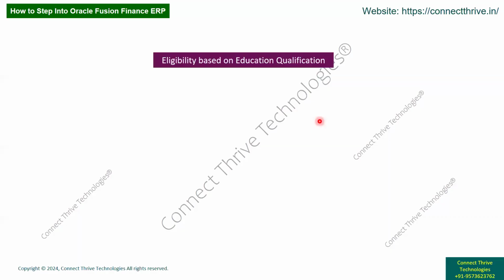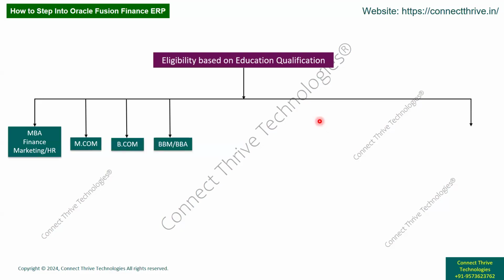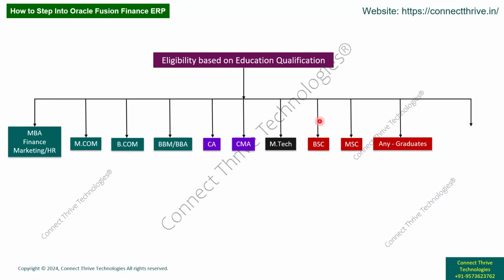If you talk about eligibility based on educational qualification, here we have MBA finance, MCOM, BCOM, BBM, BBA, and CA students, CMA, and then MTech, BSc, MSc, any graduates, BTech. In BTech we have CSE, ECE, IT, civil and mechanical. These are related to finance background, even CA is a finance background.